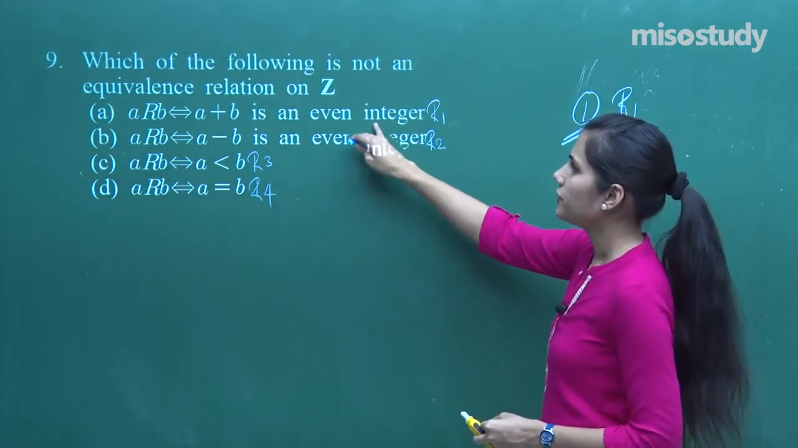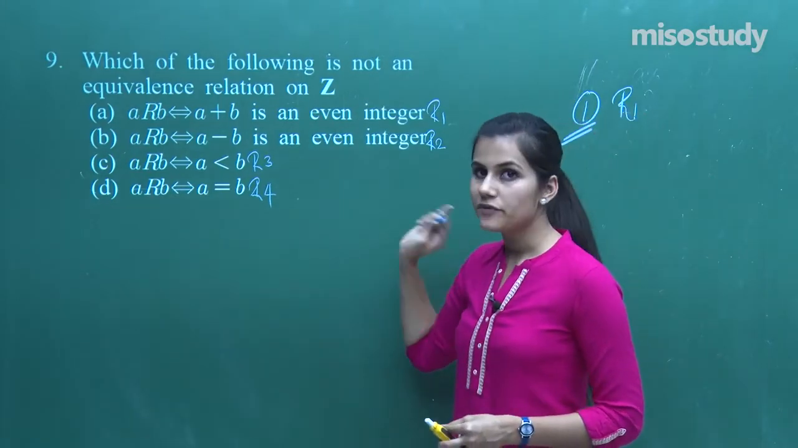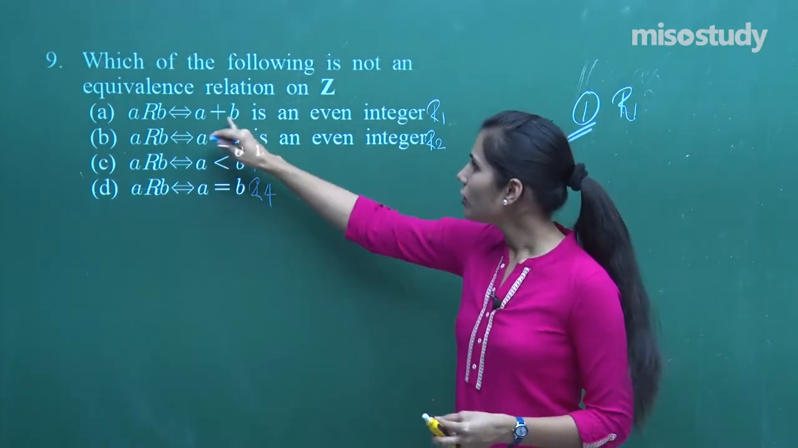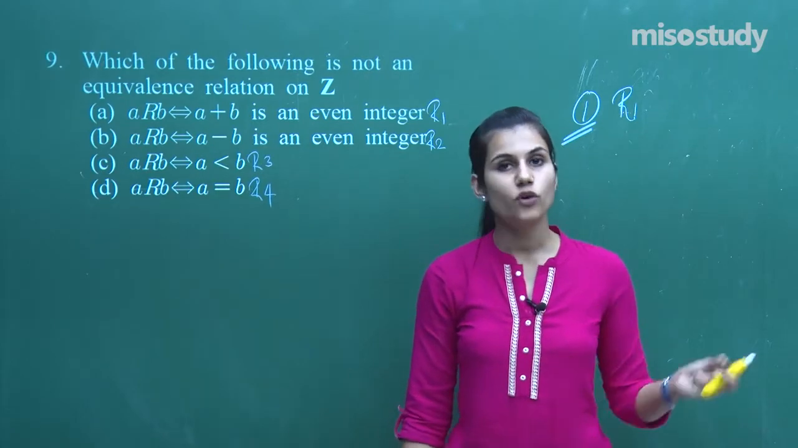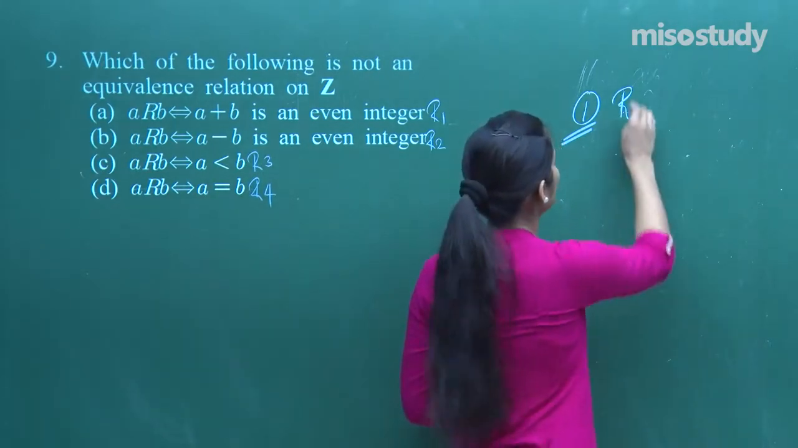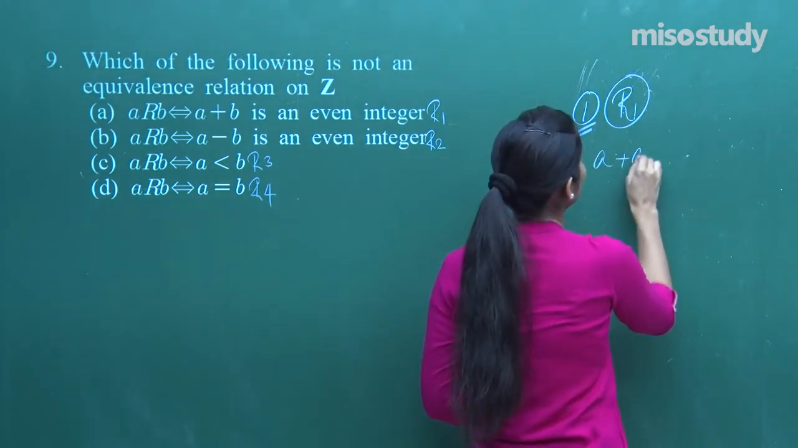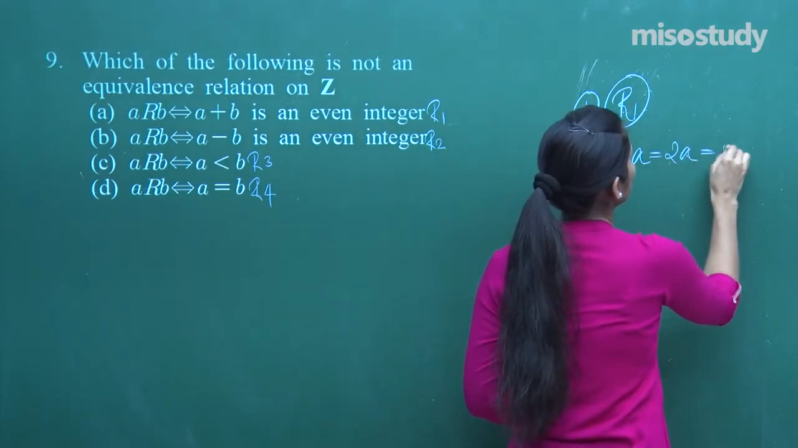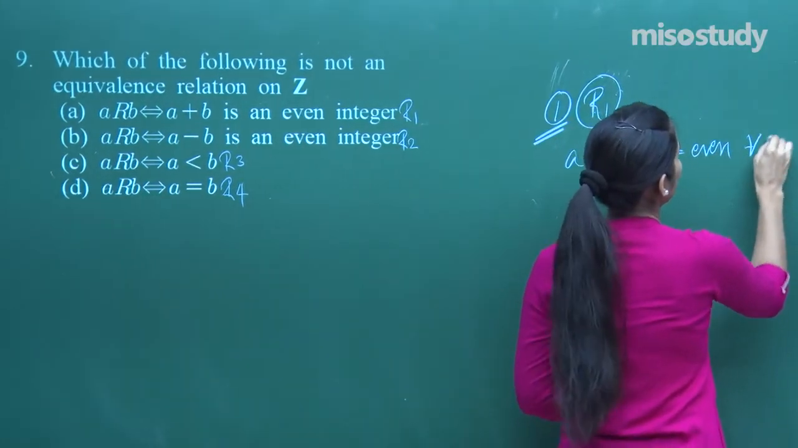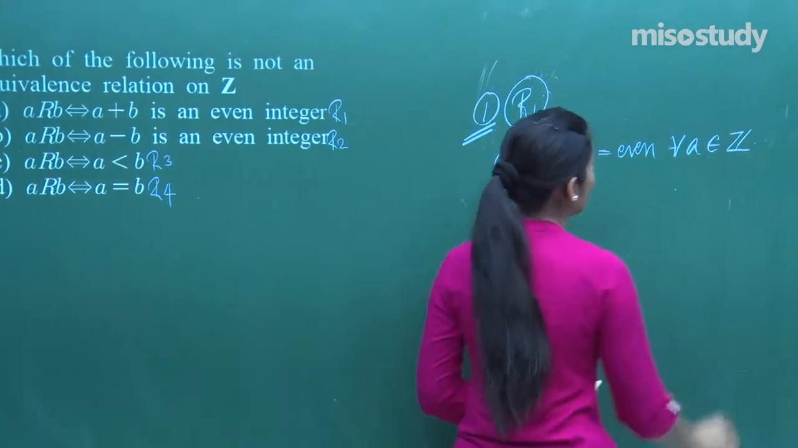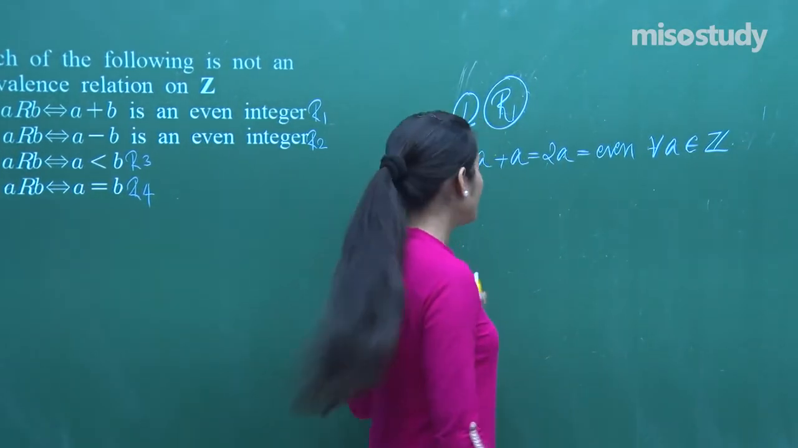Is it reflexive? Is A related to A for every integer A? For that I have to show A plus A is an even integer for every integer A. Well, A plus A is 2A, which is even for every integer A. Therefore, it is reflexive.